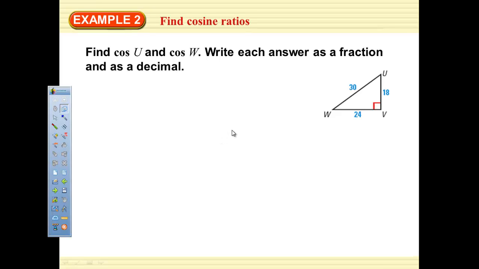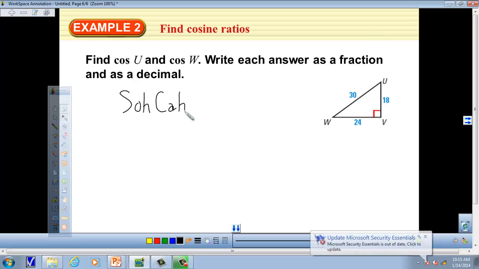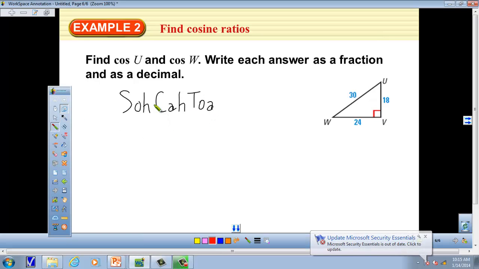In this video we're going to look at cosine. Remember, we have our handy dandy way of remembering all three trigonometric ratios. This is SOH CAH TOA, and this time we are looking at this part right here, which is cosine is adjacent over hypotenuse.